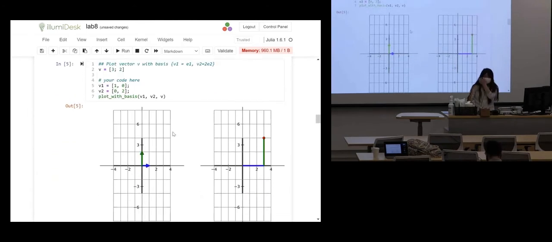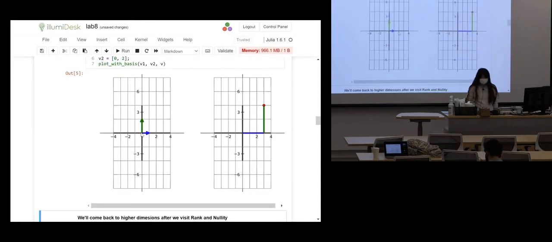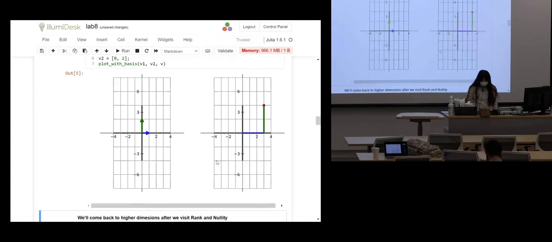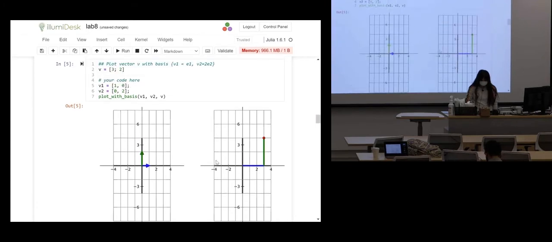Is this the same as your plot? Yeah, so we can say for those bases, the difference is the norm is not equal to 1. For example, the norm of V2 is not equal to 1, but it is also a basis. Okay.